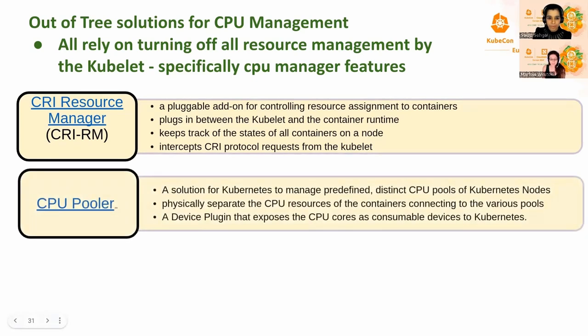There's a CPU pooler. This is a project put out by Nokia. This is a solution for Kubernetes managed predefined distinct pools of Kubernetes nodes. It physically separates the CPU resources of the containers connecting to the various pools. And it has a device plugin that exposes the CPU cores as consumable devices.